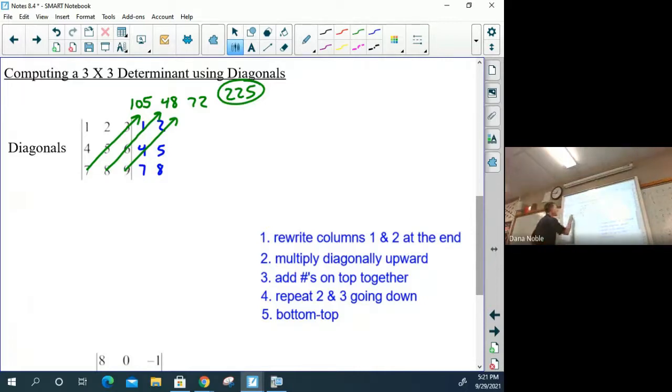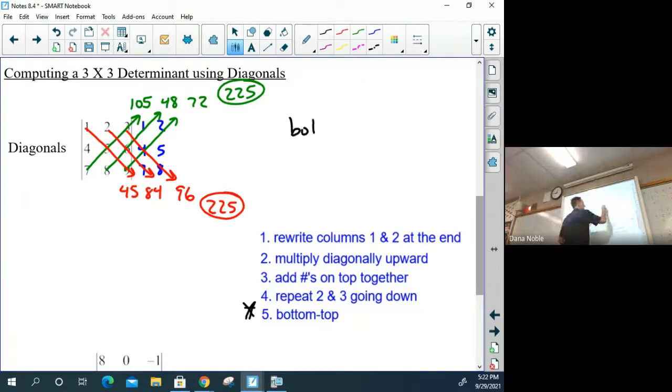So 1 times 9 times 5 is 45. 2 times 6 times 7, 84. And 3 times 4 times 8, 96. We add those 3 values together, and we get 225 also. Now, the last piece is number 5, bottom minus top. So we're going to take the bottom, we're going to subtract the top. So that's going to be the green, 225, minus the top, 225, and we get, crazily enough, 0.